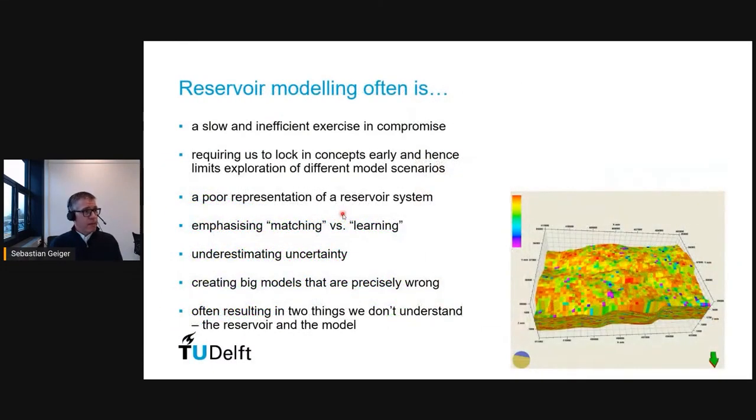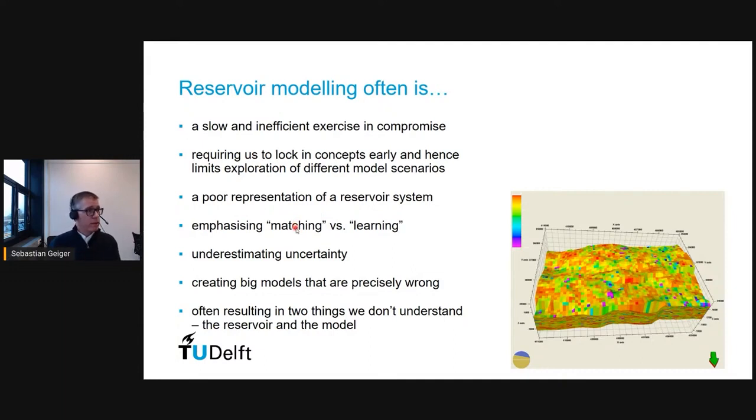So what we often face is that reservoir modeling is often a slow and inefficient exercise and compromise. It takes us a long time, months, to build the initial reservoir model. It requires us to lock in geological concepts early and really limits exploration of different model scenarios. So these concepts, are we in a structure, in what kind of structural setting? Is it a faulted setting? What I showed you in this study from Glasgow University, we really lock in one interpretation very early on, and we don't explore different geological scenarios. Our models are a poor representation of a reservoir system.